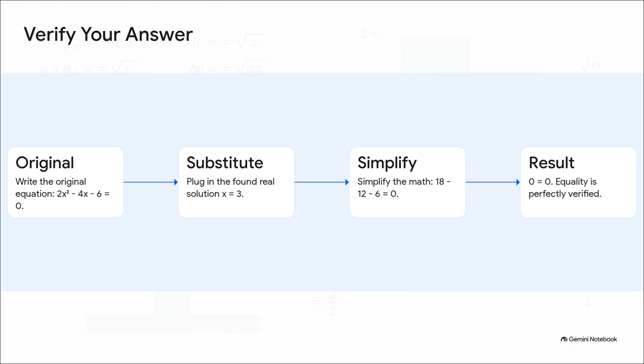Step 3, we simplify following the order of operations. 3 squared is 9, times 2 is 18. Then 4 times 3 is 12, so 18 minus 12 minus 6 equals 0. Step 4, we resolve it completely. 18 minus 12 is 6, minus 6 is 0. 0 equals 0. Our algebraic steps are perfectly aligned, and equality is verified. The math holds up for sure.